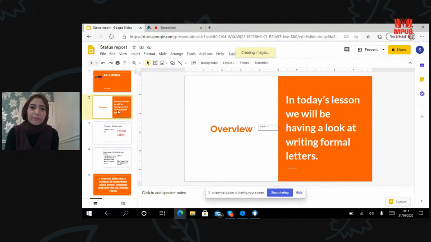So that's the overview of today's lesson, because in the last lesson we did focus on writing informal letters. So we went through that in a lot of detail. So we're planning to do the same thing in this lesson, go through writing formal letters with a lot of detail, so that you can always refer back to this lesson, because the lesson is live.